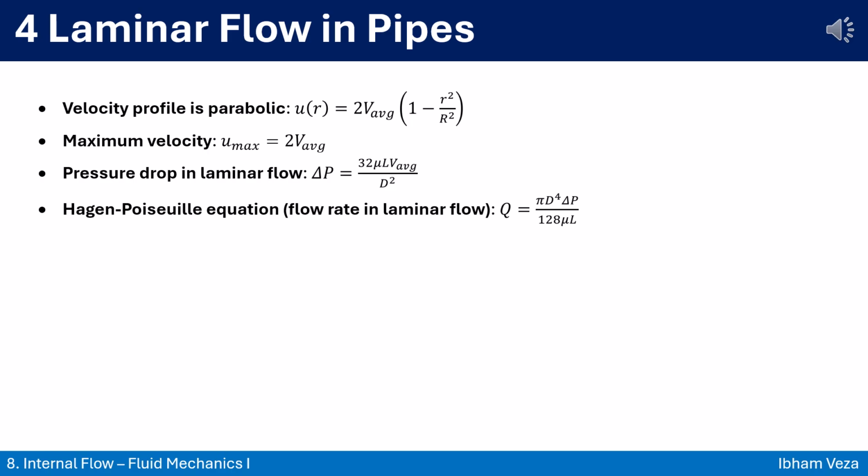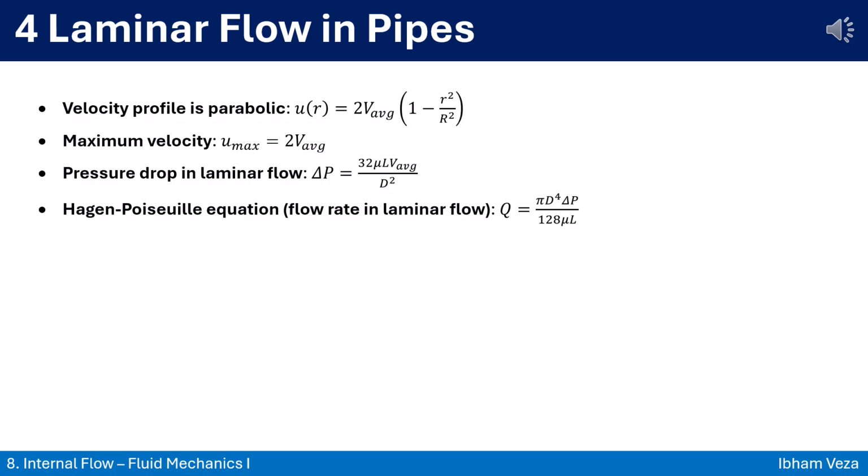4. Laminar flow in pipes. When flow inside a circular pipe is laminar, its velocity profile isn't flat, it's parabolic. That means the fluid travels fastest at the center and slows down toward the walls due to viscosity. Mathematically, the velocity as a function of radius is given by u(r) = 2 V_avg (1 - r²/R²), where V_avg is the average velocity, r is the radial position, and R is the pipe radius.